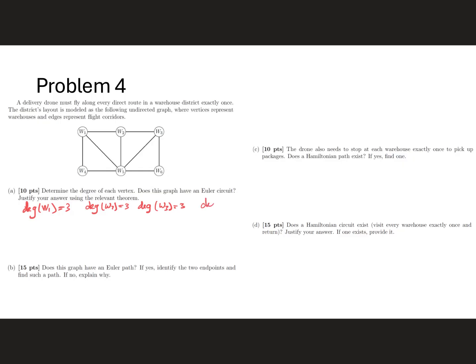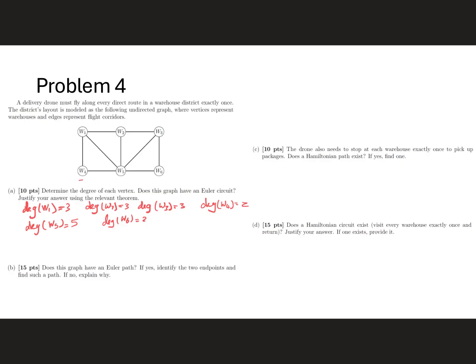Degree of W4 is equal to 2. Degree of W5 equals 1, 2, 3, 4, 5. And degree of W6 equals 2. Right, so these are the degrees of the different vertices. It's the first part.